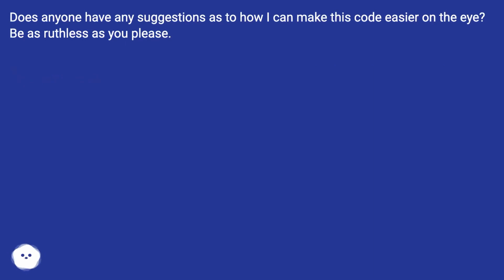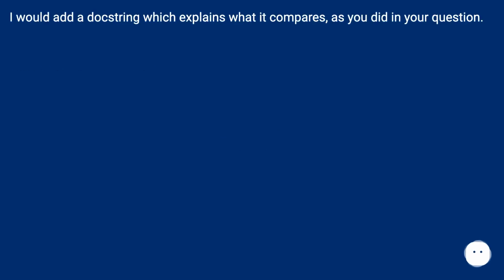Does anyone have any suggestions as to how I can make this code easier on the eye? Be as ruthless as you please. I would add a docstring which explains what it compares, as you did in your question.